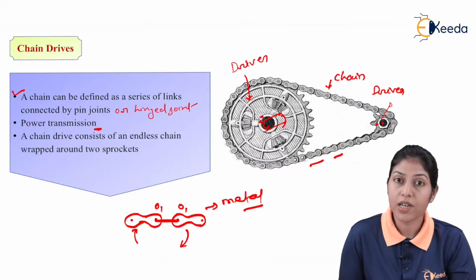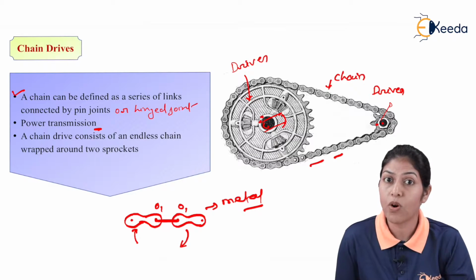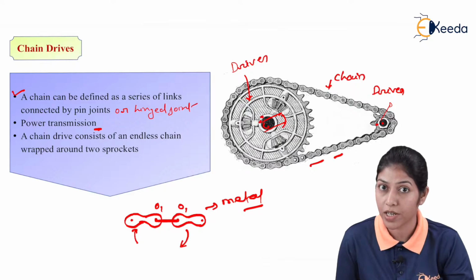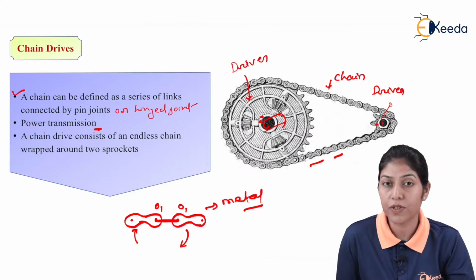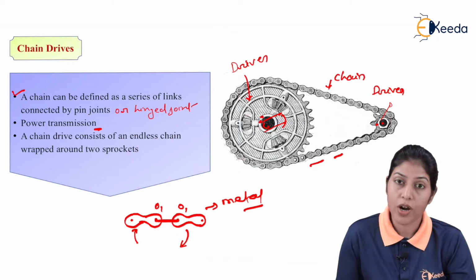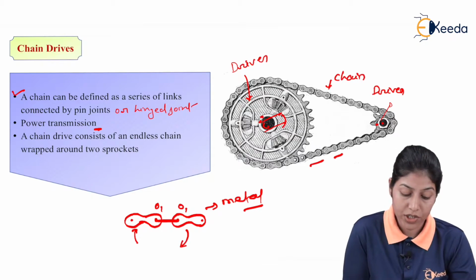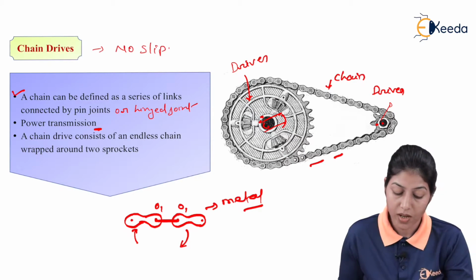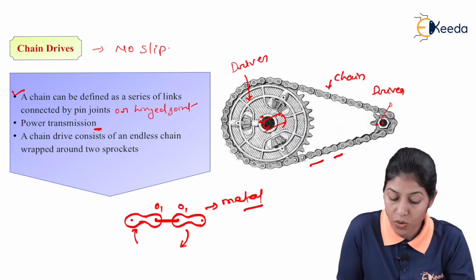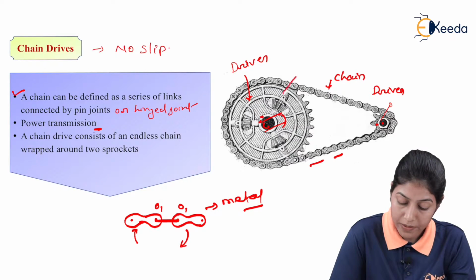So we generally consider a rope drive where we want a no slip condition or better frictional grip. But in rope drive also there is a condition of slip because of very high speed or because of very long distance between the centers of the pulleys. If we want a no slip condition, in that condition we use chain drives, because in chain drive we don't use grooved pulleys or flat pulleys. Here this is called a sprocket.